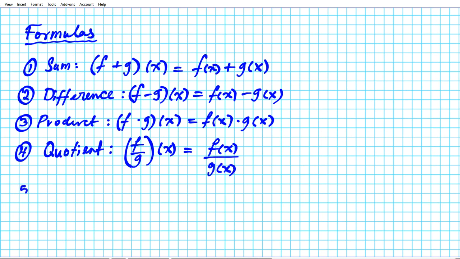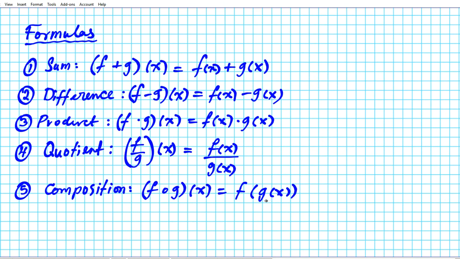And then the last one is the composition operation. In a condensed form it is f circle g of x, and this simply means f composed with g of x. So basically you plug g of x into all the x's in f of x. The instructions for the examples we're going to do are to carry out the specified operation.